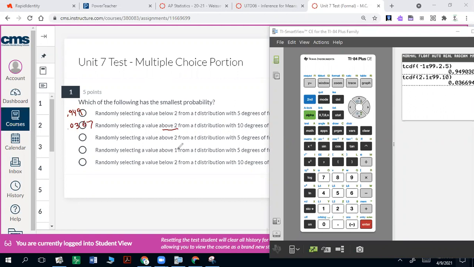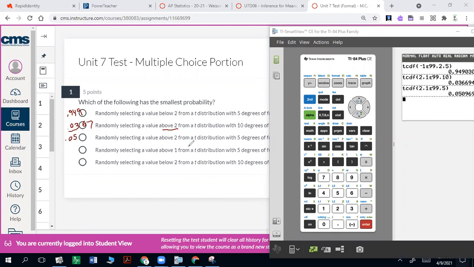All right, randomly selecting a value above 2 from a t-distribution of 5 degrees of freedom. So above 2 is going to look like the last one, but we're going to change our degrees of freedom. I'm just going to scroll up here and redo that. So we'll press delete, put in 5, and that's going to be a higher probability, about 0.05. So far it's 0.036.